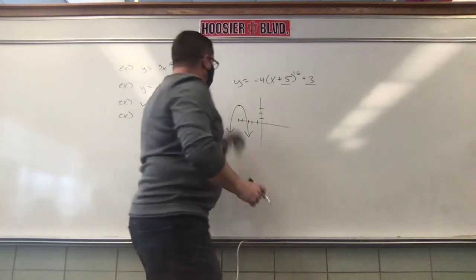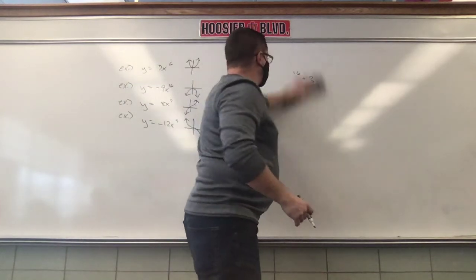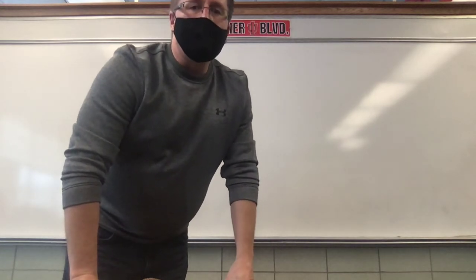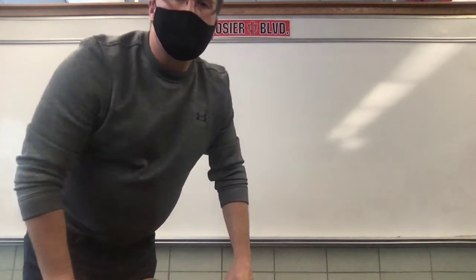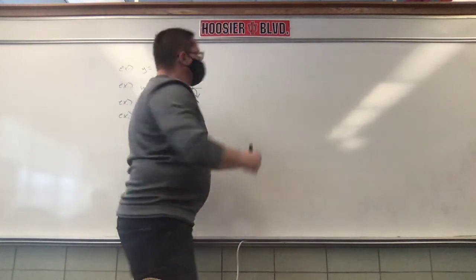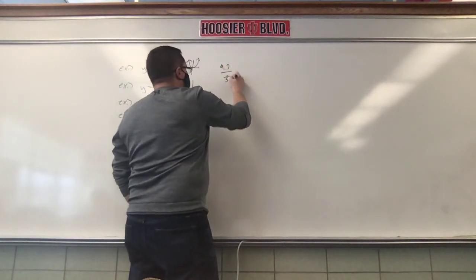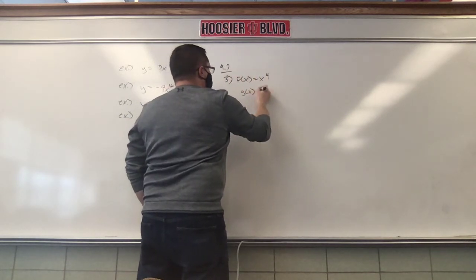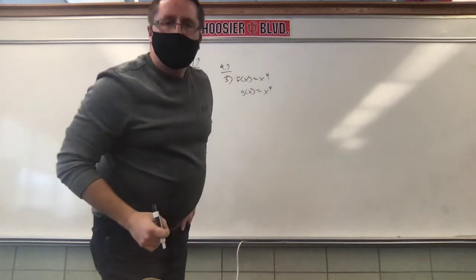All right, let's dive into the assignment. I'm only going to do 6 of them with you. So if I gave you x to the 4th, what number is this? Number 3. f of x is x to the 4th. g of x is x to the 4th plus 3.